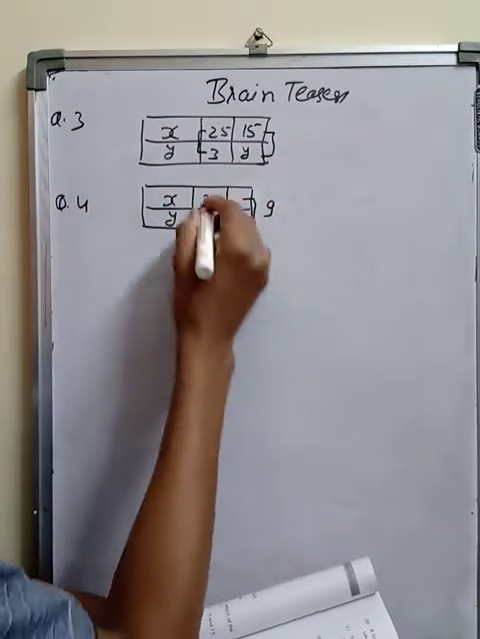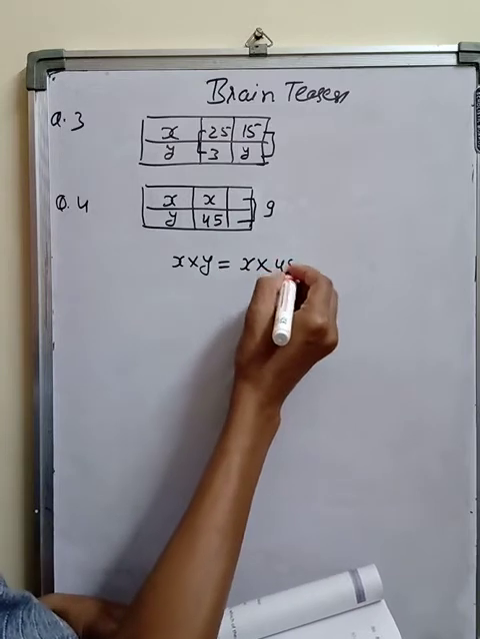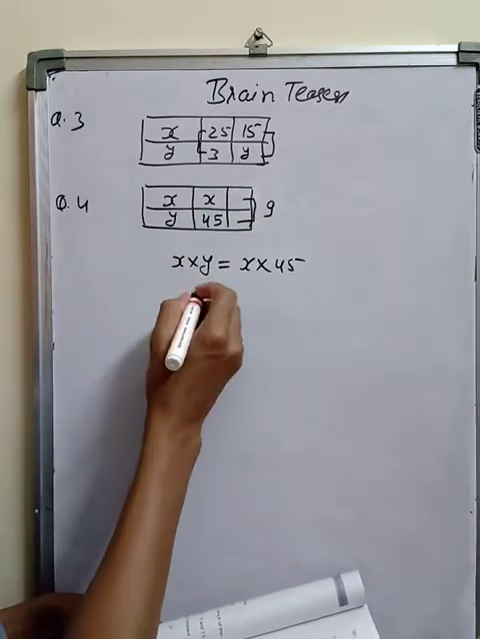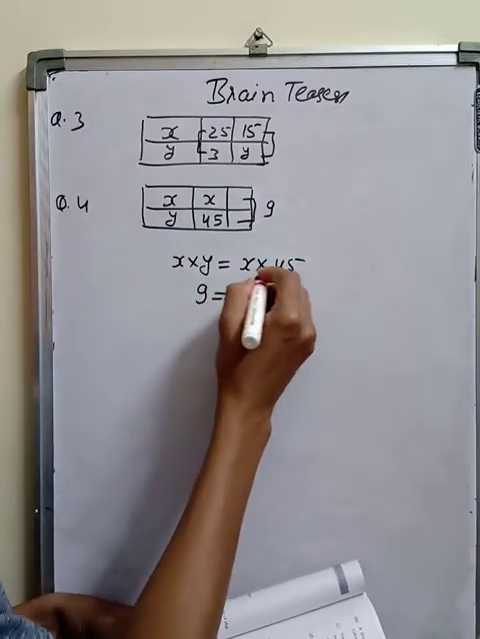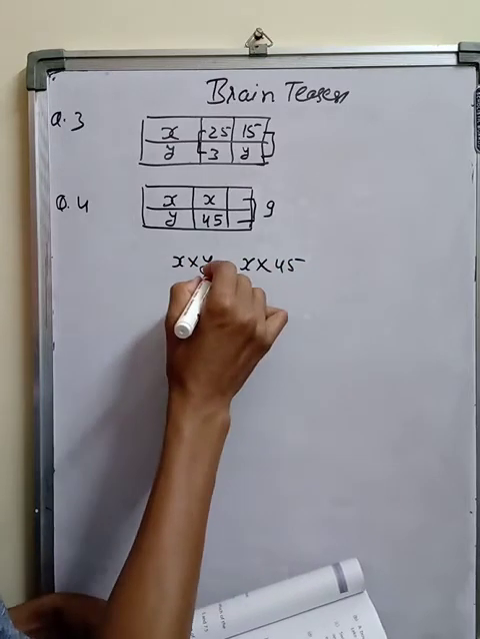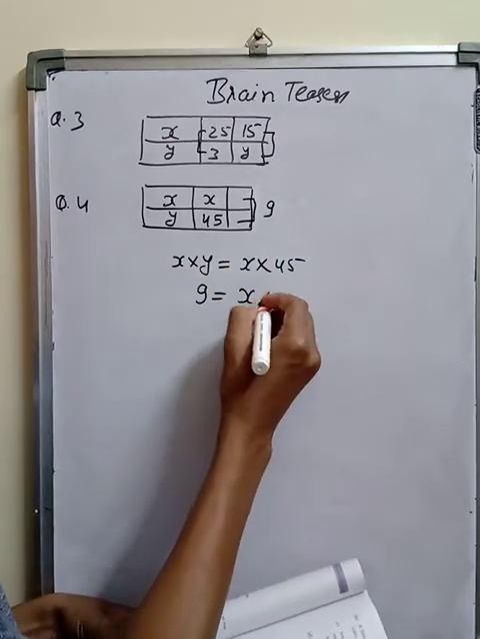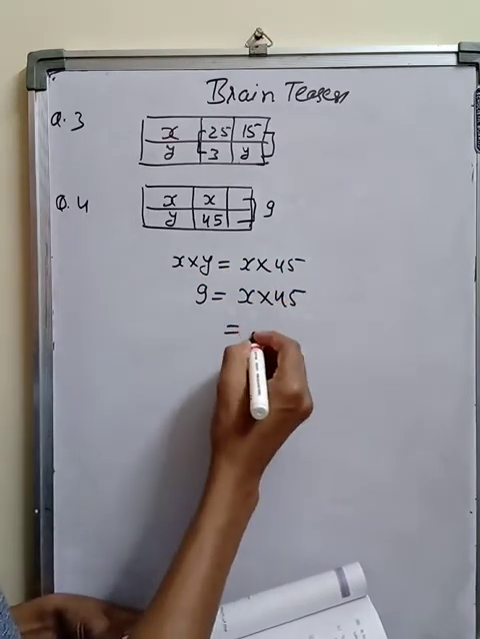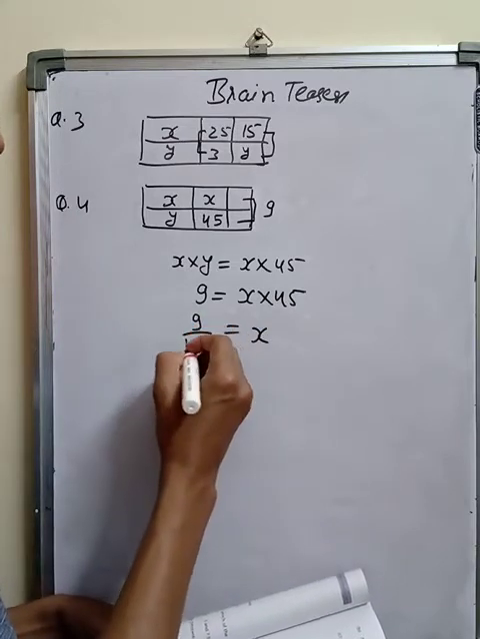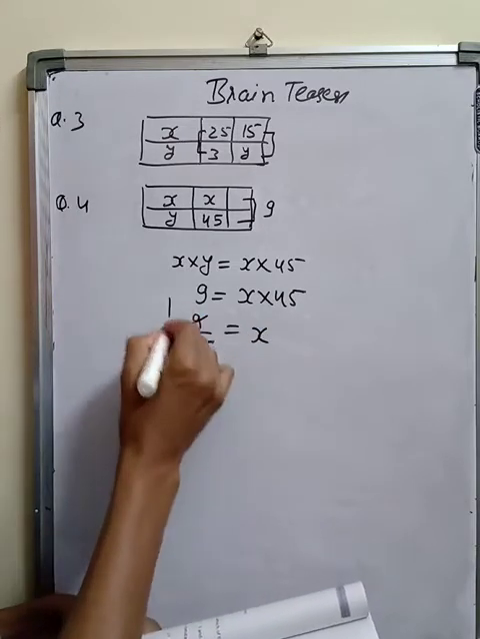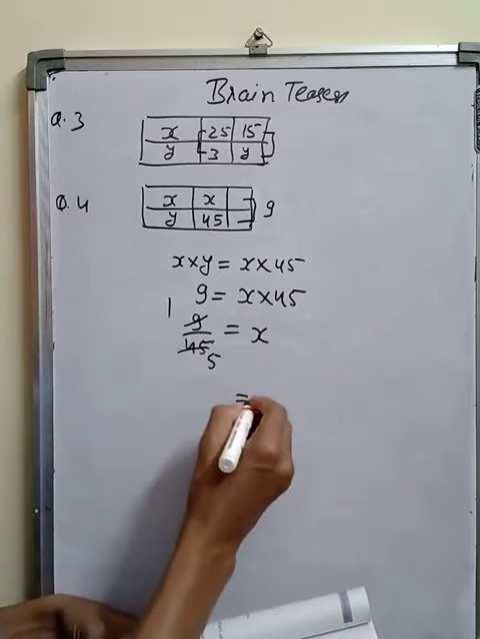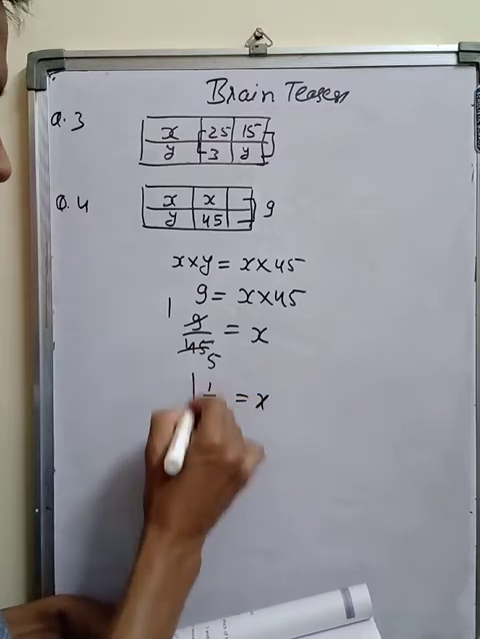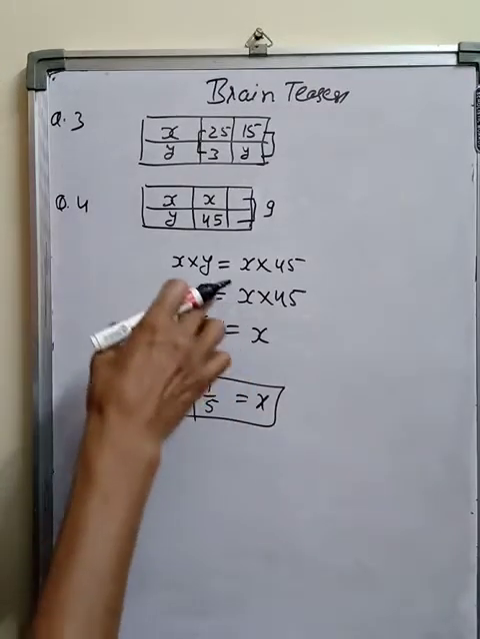So this x into 45. This is given 9. x into 45 is equal to x into y. So x into 45, so the x value will be 9 upon 45. So 9 ones are 9, 9 fives are 45. So x value is 1 upon 5. This is your answer. So this is a new thing.